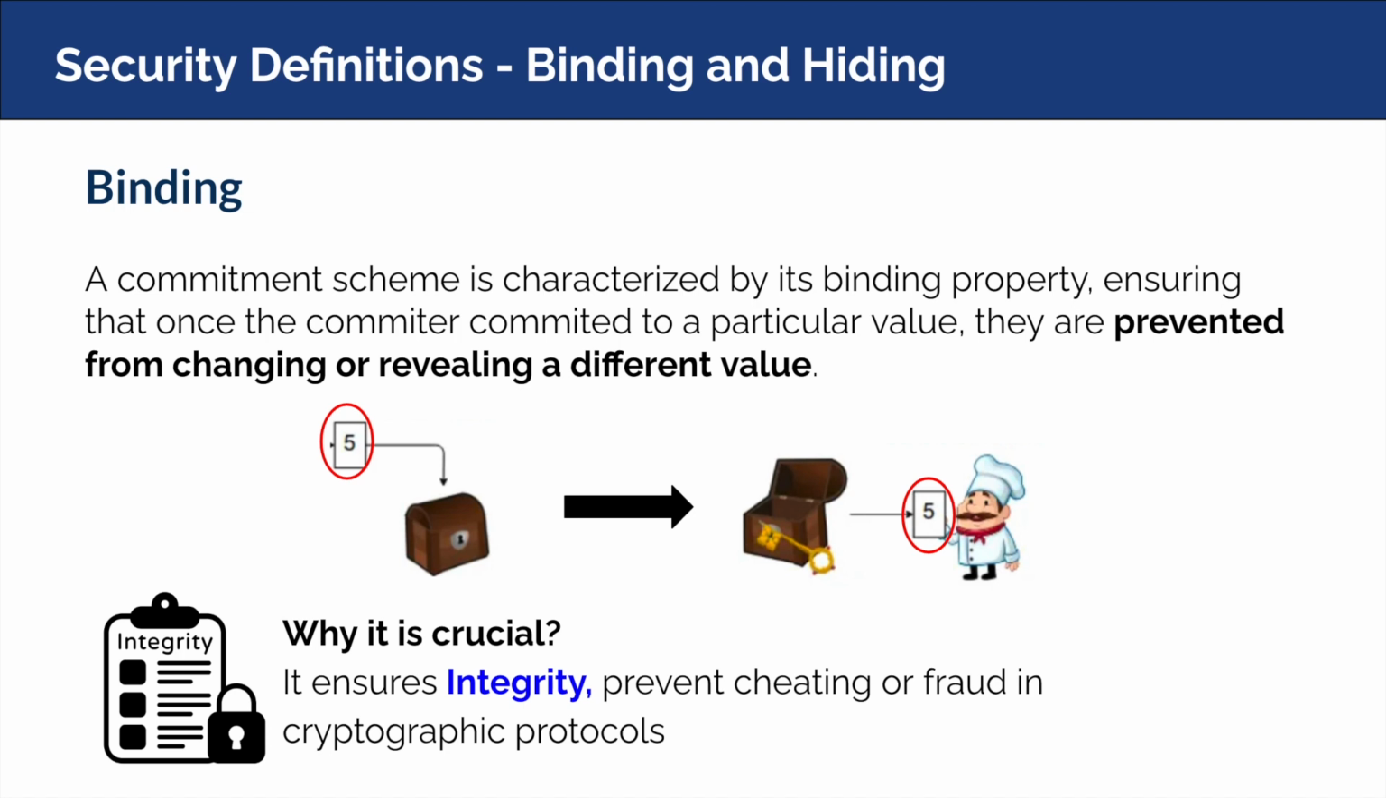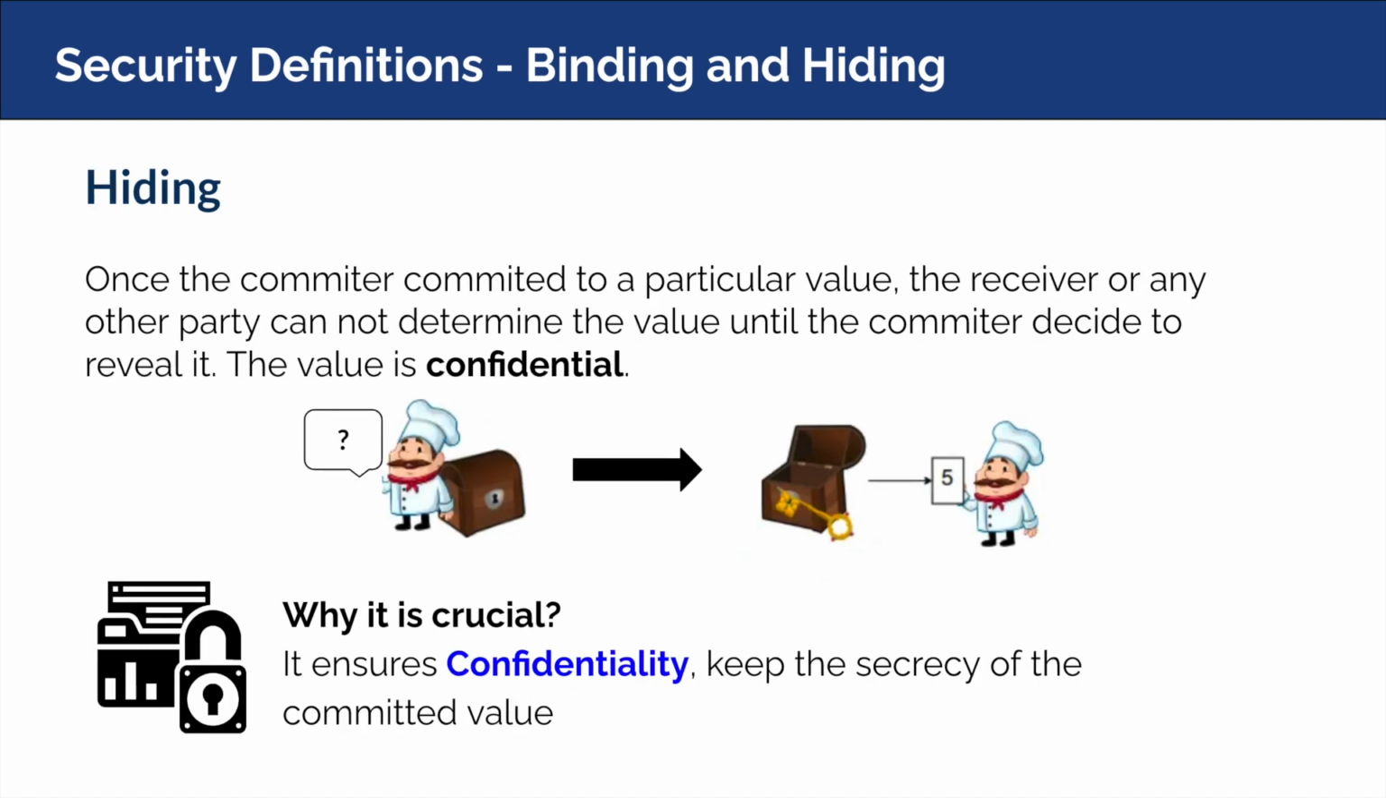It is crucial, as binding ensures data integrity and it prevents cheating or fraud in cryptographic protocols. Hiding means the committed value will be confidential for all the parties until the committer decides to reveal it. It ensures data confidentiality. Now, Ziyu will present the first commitment scheme of today, the bit commitment.